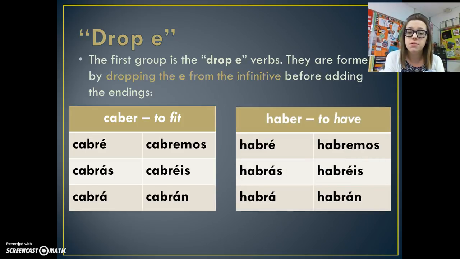Haber is another one of those verbs that is this drop E verb. So notice that the E is dropped from the infinitive and then the endings are added. So it's habré, habrás, habrá, habremos, habréis, habrán. Haber means to have. However, it's a helping verb that we're going to learn about more next chapter.